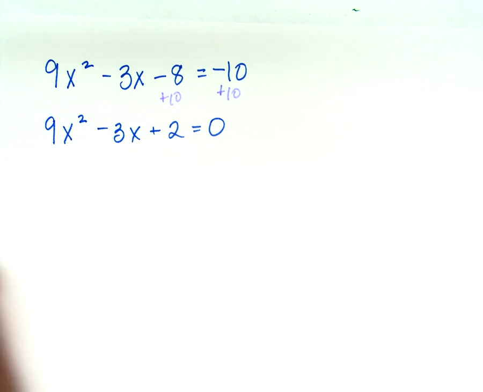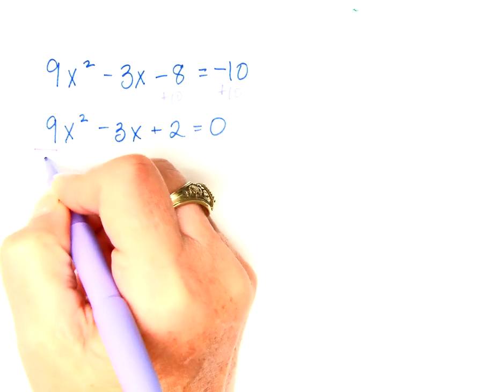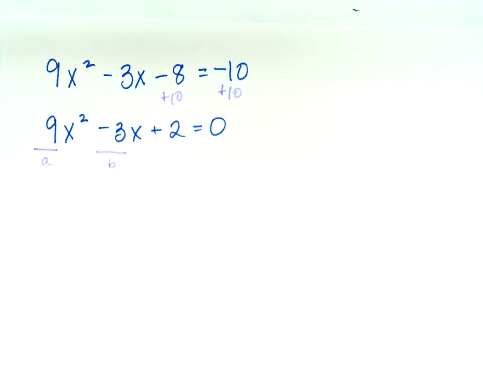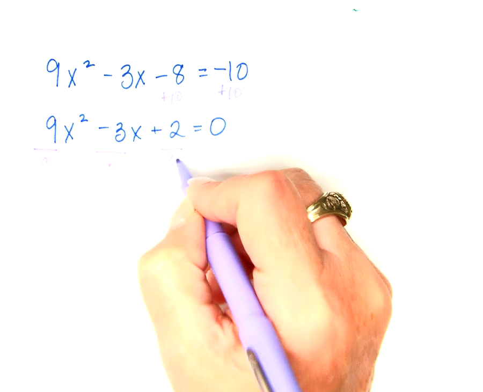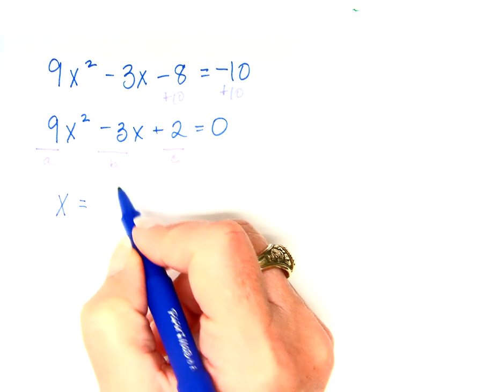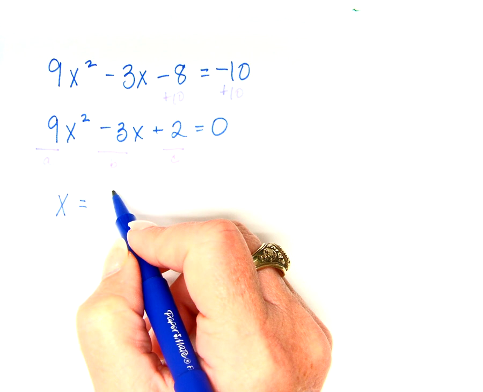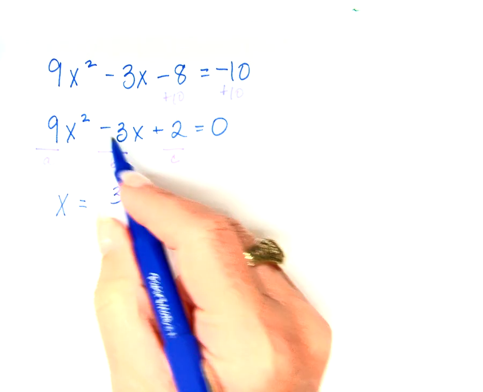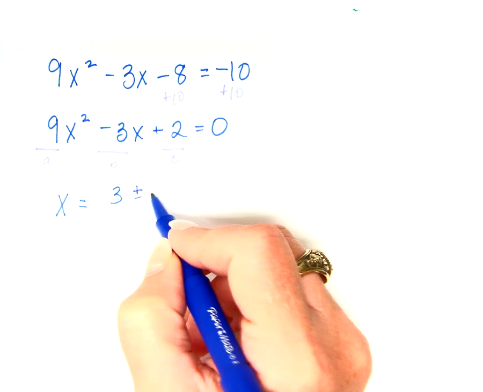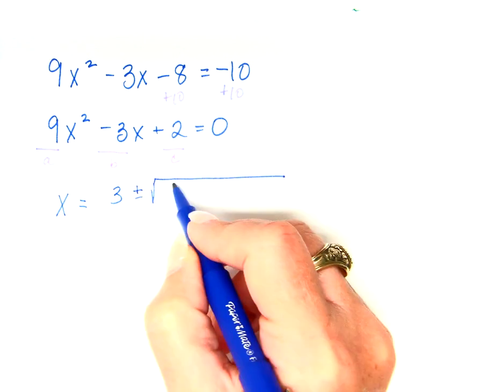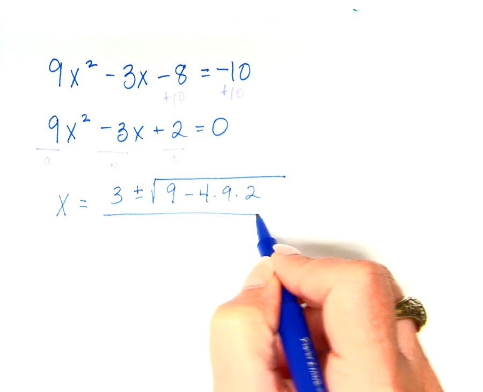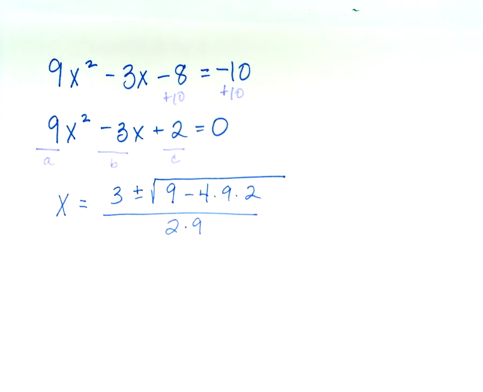Now what? A, B, being careful to underline the whole negative 3, right? And C? x equals negative B, but B is already negative 3, so when I put it in the formula, it's just a 3 plus or minus the square root of B squared minus 4AC all over 2A. Very good.